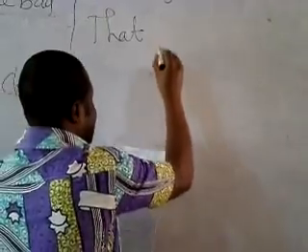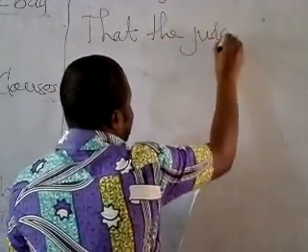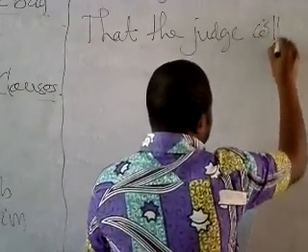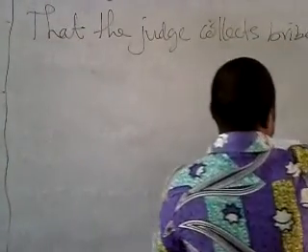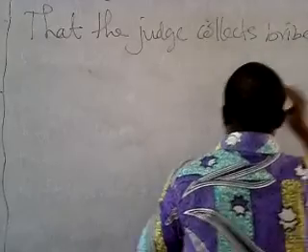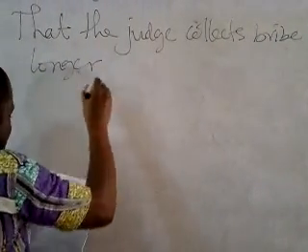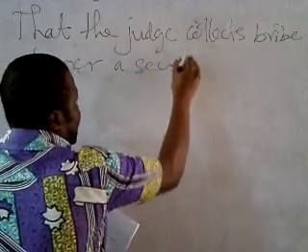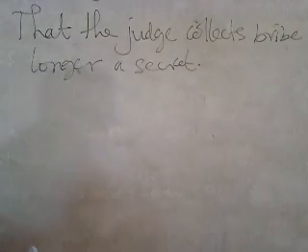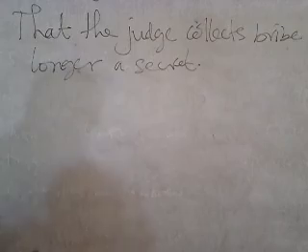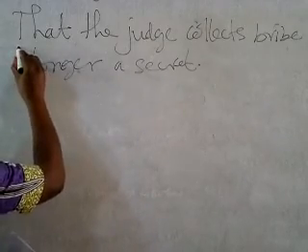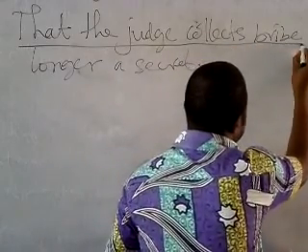Let us look at the following examples. That the judge collects bribe is no longer a secret. If you consider this, we get to know that the clause here is that the judge collects bribes.